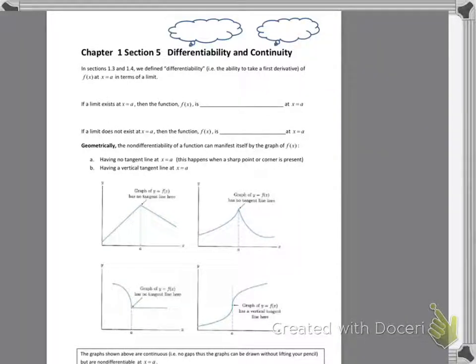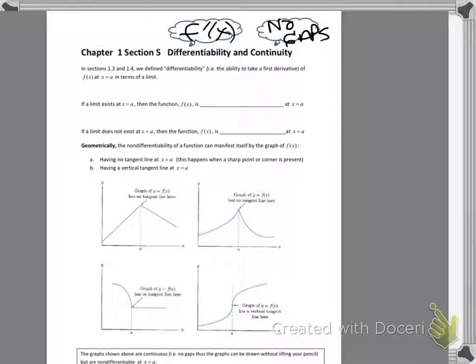All right, in this video we're going to talk about Section 5, differentiability and continuity. So we're still in Chapter 1. When you think about differentiability, I want you to think about the derivative, so I'm just going to put f prime of x. And for continuity, I'm going to write "no gaps."